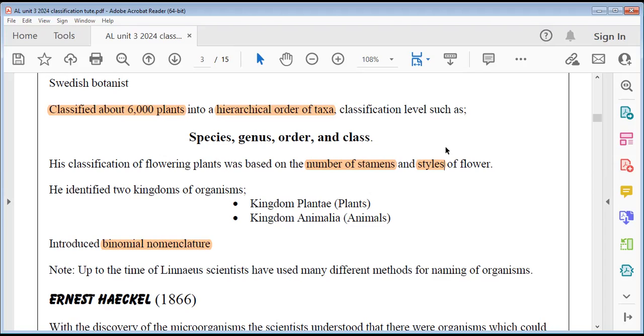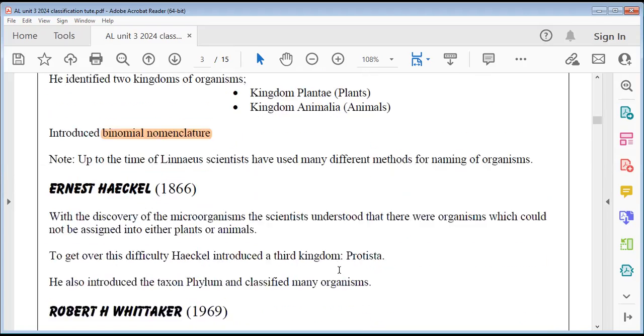Now, he has introduced the kingdom. If kingdom is coming, kingdom would come after the class. Correct? Am I right? Species, genus, order, class, then kingdom. Yes, sir. Thereafter, we are coming to another person whose name is, what is it?